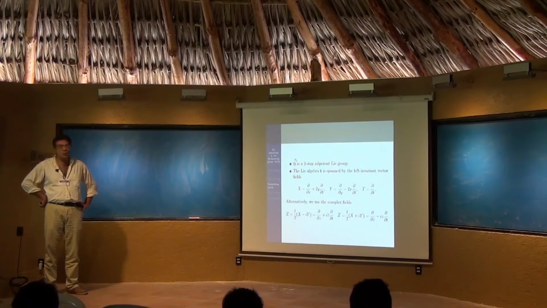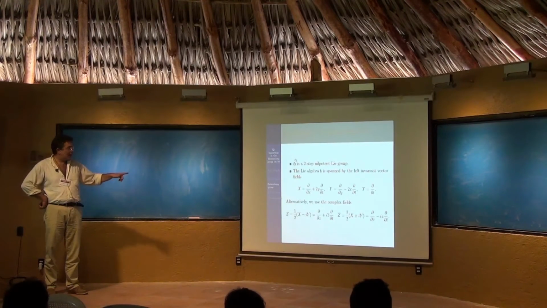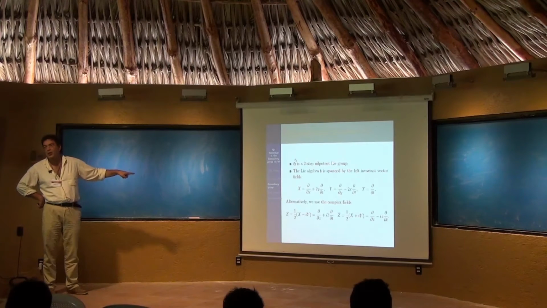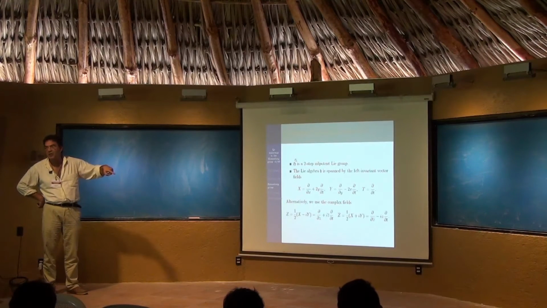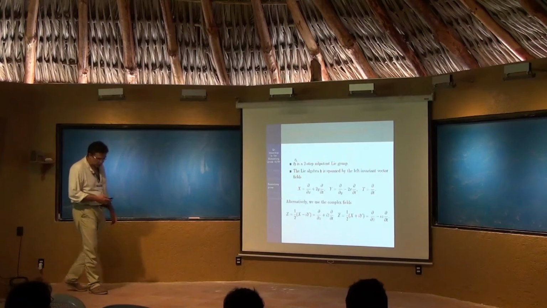Sometimes we use the complex vector fields instead of X and Y. Take a look at these, because they play an important role in the Beltrami equation of a quasi-conformal mapping in the Heisenberg group. These are the analogs of d over dz bar and d over dz. Okay?